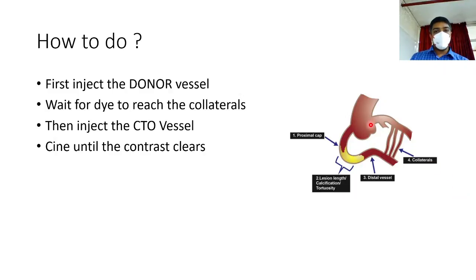First we inject the donor vessel. So if this is the CTO vessel, this is the LAD, we call it the donor vessel, and the RCA we call the CTO vessel. First we inject the donor vessel, then we have to wait for the dye to reach the collateral, then only we inject the CTO vessel. It's not simultaneous injection. Initially we inject the donor, and when the dye reaches that point we inject the CTO vessel, and we have to give cine until the contrast clears.